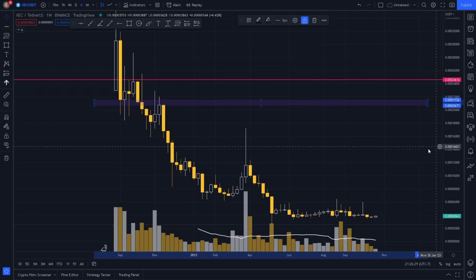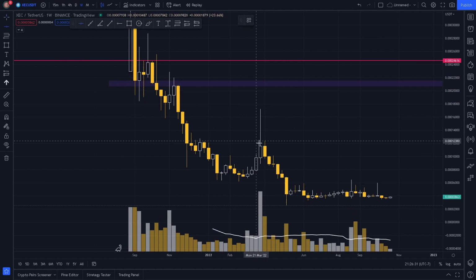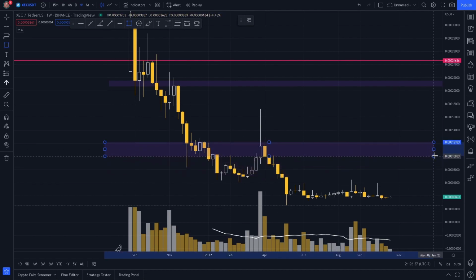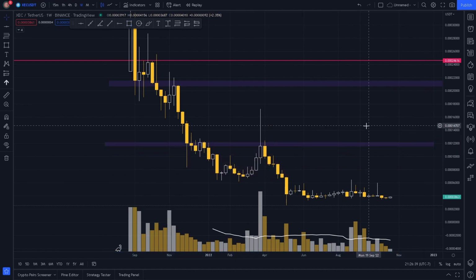Now, if we move on down, we notice another key level here. So let's draw in a zone. As price came down, we've seen a reaction from this level. Price broke through, reversed, got rejected from this level, falling down. As price came back up to this level, we've seen another rejection.